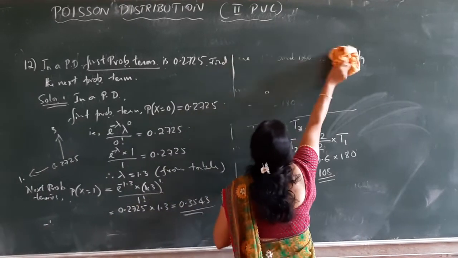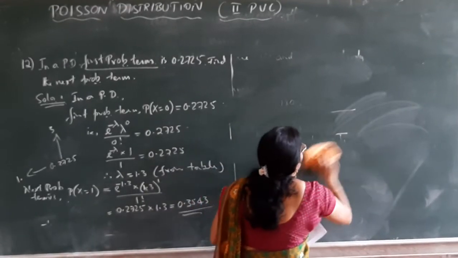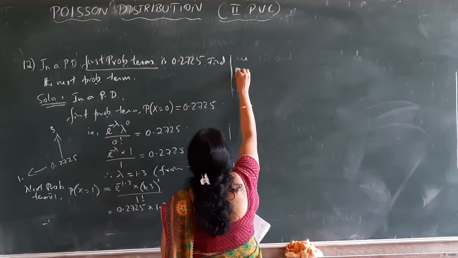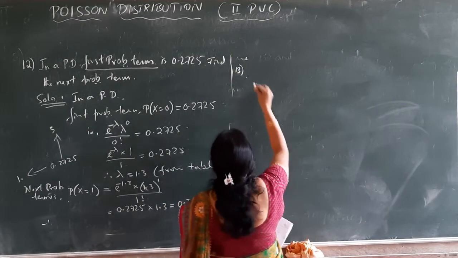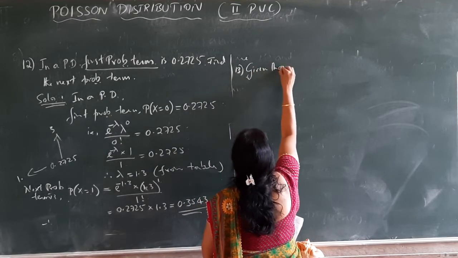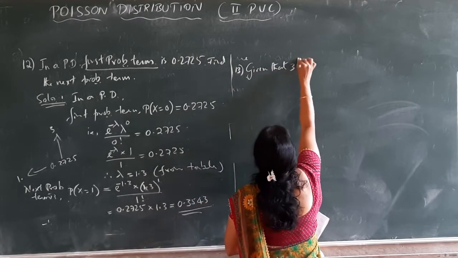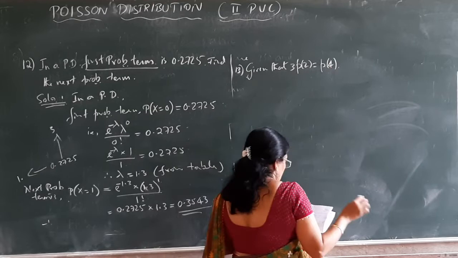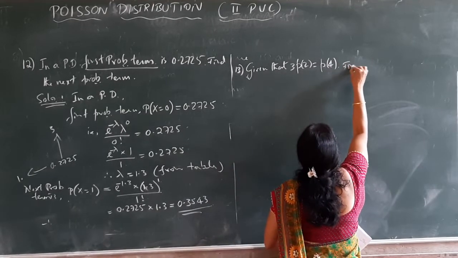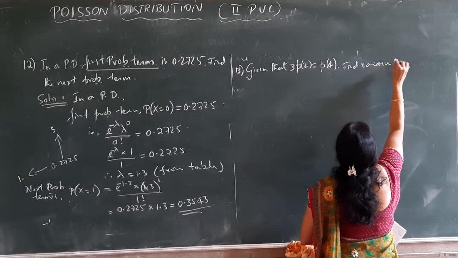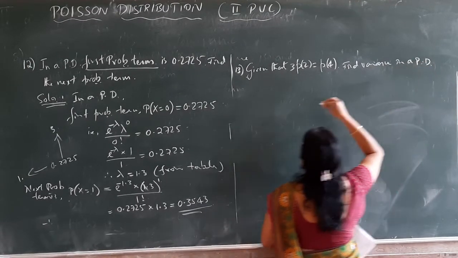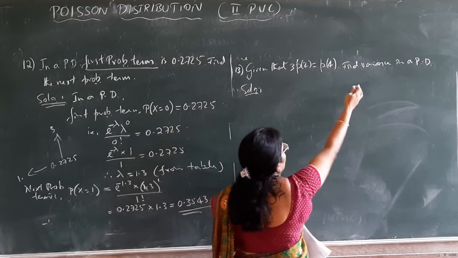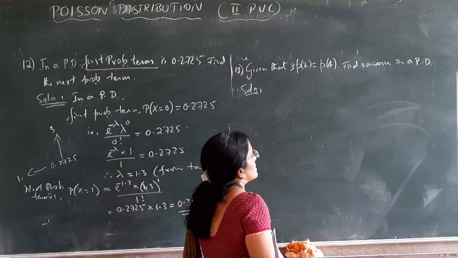Next is a small problem I am going to solve now. That is problem number 13. Given that 3 into P of 2 is equal to P of 4. Find variance in a Poisson distribution. To find variance, we must find lambda, because variance is equal to lambda.